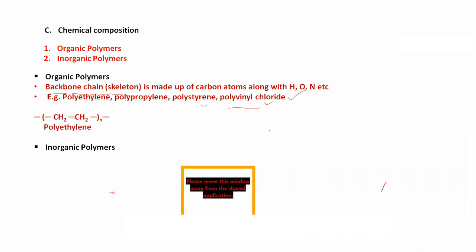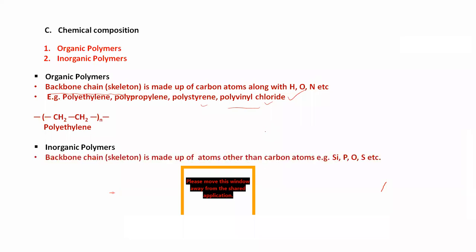Now inorganic polymers. Inorganic means other than hydrocarbon. So obviously the backbone chain is made up of atoms other than carbon. In the backbone chain, what was there? Silicon, phosphorus, oxygen, sulfur, etc., but no carbon. So those polymers are called inorganic polymers. So polysilicon, polysilane is an inorganic polymer.